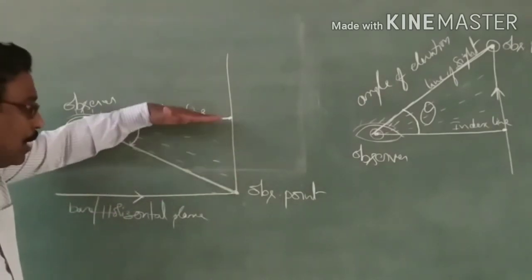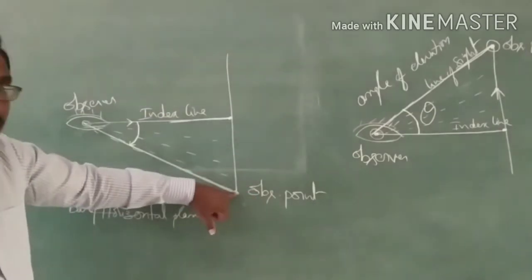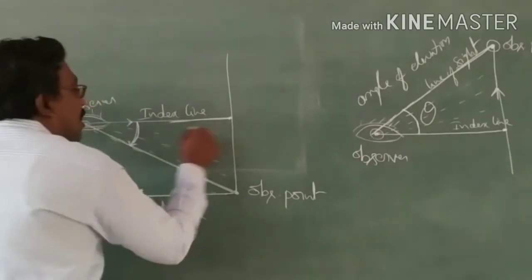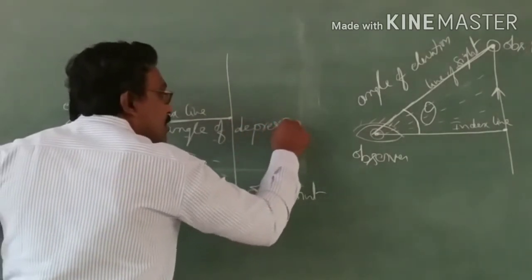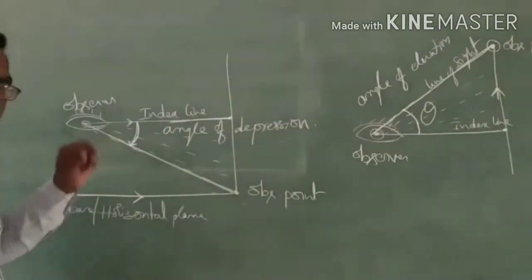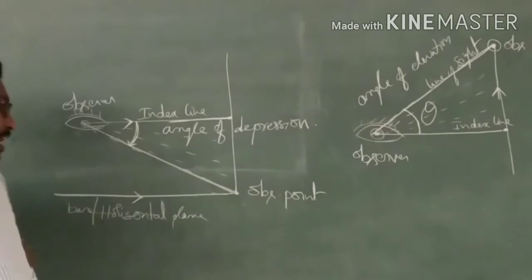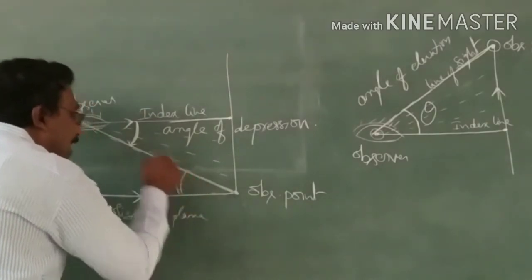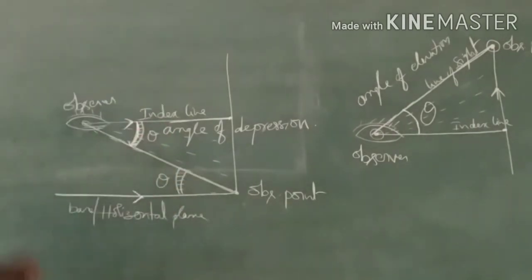Okay, you are observing below the index line. Your observation point is below the index line. Then, if it is below the index line, this angle is called the angle of depression. And you can observe one thing here. The index line is always parallel to the base line, so this angle is equal to this angle, because both are alternate angles. If it is theta, then this is also theta.